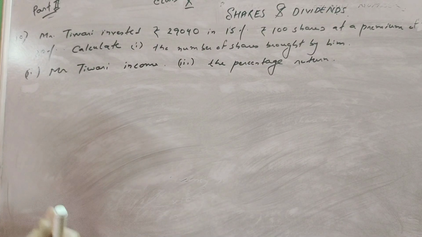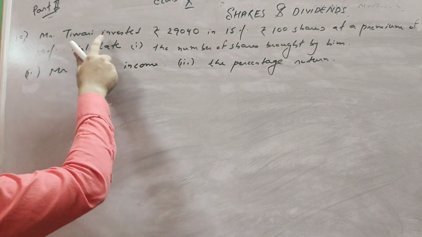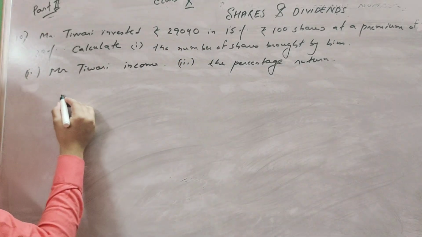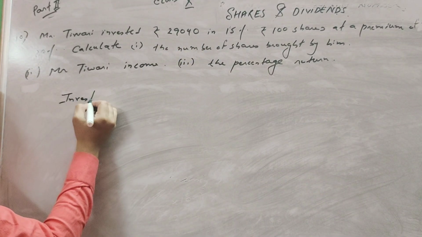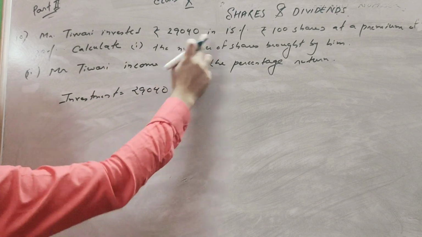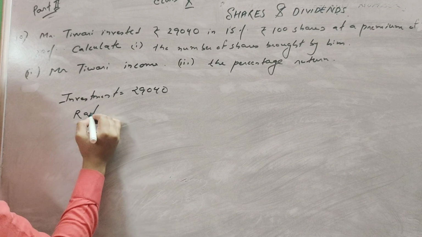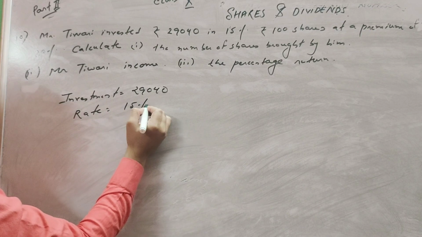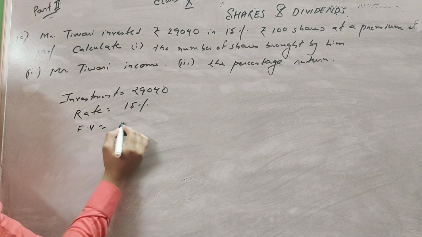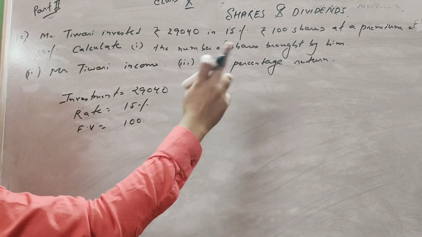Okay, so question number 10 is: Mr. Tiwari invested rupees 29040, that is the investment is given, in 15%, the rate of dividend is also given, 15%, rupees 100 shares, that is face value 100, at a premium of 20.